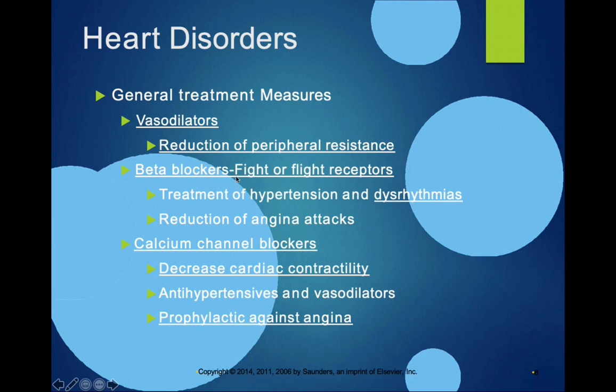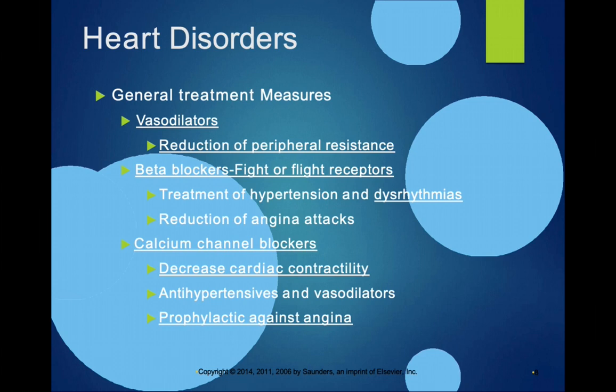Beta blockers. Beta receptors are part of the sympathetics. It's part of the fight or flight response. So we have these fight or flight receptors, and if you block those beta receptors with beta blockers, then it really helps people who have angina attacks, which is chest pain, and it can really treat their arrhythmia or dysrhythmia and hypertension.